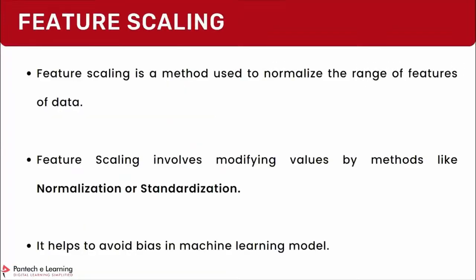Feature scaling is a method used to normalize the range of features of a data. Feature scaling has some methods like normalization or standardization, and it helps to avoid bias in a machine learning model. So why we should do it, what is the importance of it, I'll tell you with a simple example.